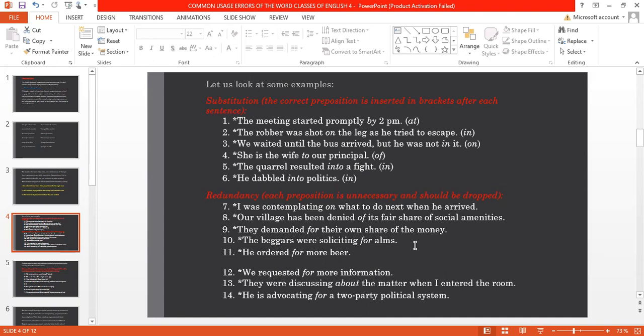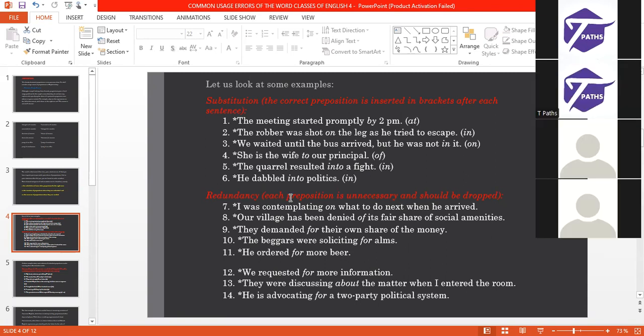He dabbled into politics. You hear this almost every day. It should be he dabbled in politics. To take note, he dabbled in politics. The quarrel resulted in a fight. She is the wife of our principal. We waited until the bus arrived, but he was not on it. The robber was shot in the leg as he tried to escape. The meeting started promptly at 2 p.m.